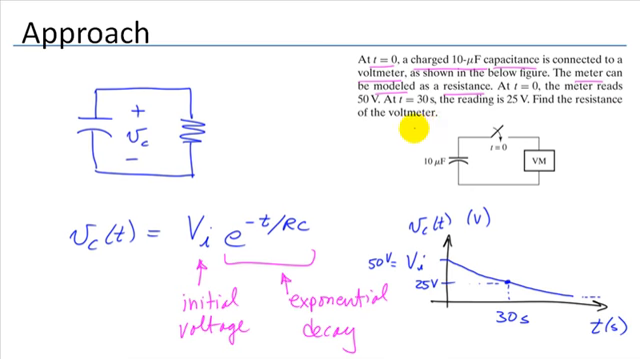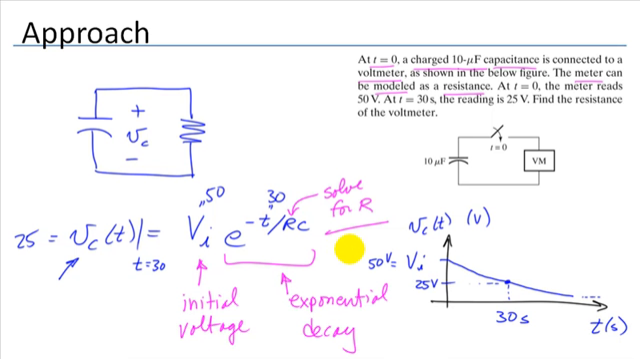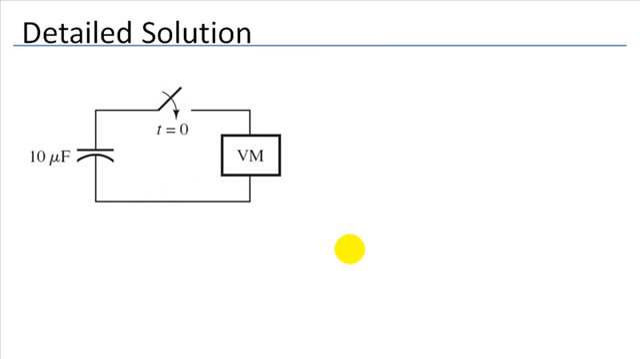Again, we are looking for the resistance of the voltmeter. So we can start to apply some of this information. We would say that the capacitor voltage at t equals 30 seconds is equal to 25 volts. We know the initial voltage was 50. We know the time at which it reaches that half value is 30 seconds. Capacitance is known, so we then solve the expression for R. Let's move on to the detailed solution.